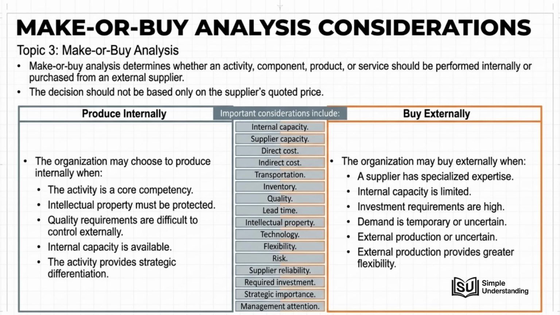Total cost should include more than purchase price. For example, an external supplier may offer a component for $8, while the estimated internal manufacturing cost is $9. At first, buying appears better. However, the external option may also require $1 for transportation, 50 cents for inspection, 75 cents for additional inventory, and 50 cents for supplier management and risk. The effective external cost becomes $10.75. The company must also consider whether internal fixed costs will actually disappear after outsourcing. If the facility and management costs remain, the apparent saving may not be real.